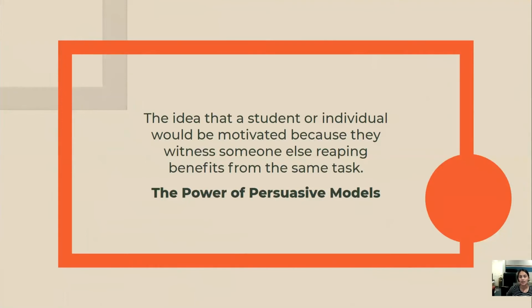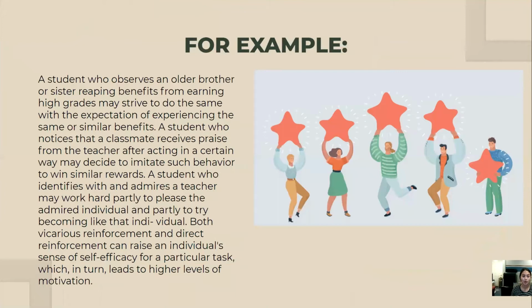So let's talk about persuasive models. Persuasive models are the idea that a student or individual would be motivated because they witnessed someone else reaping benefits from the same task. For example, a student who observes an older brother or sister reaping benefits from earning high grades may strive to do the same thing with the expectation of experiencing the same or similar benefits.